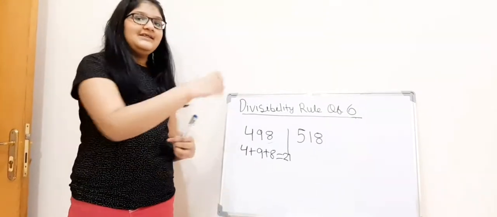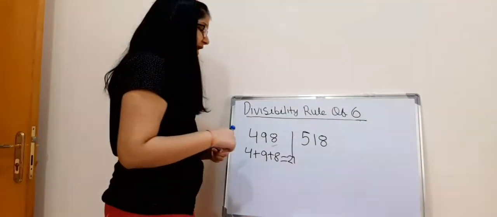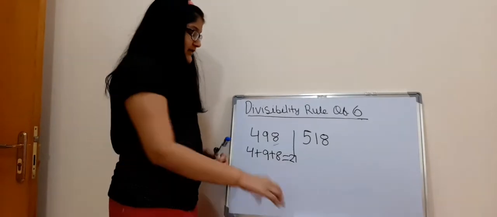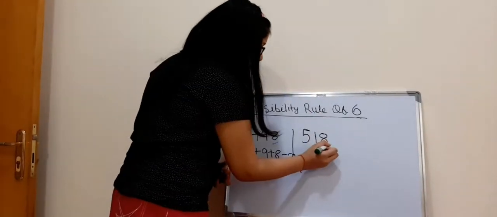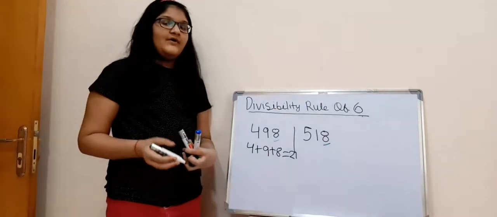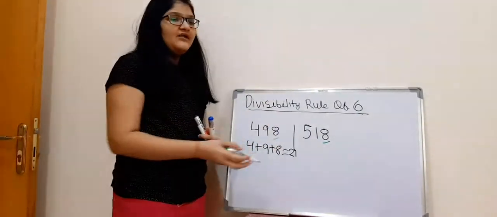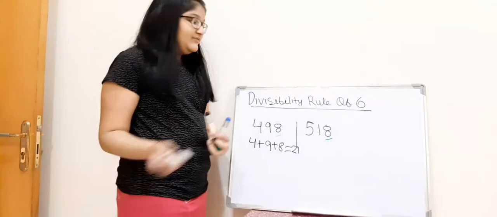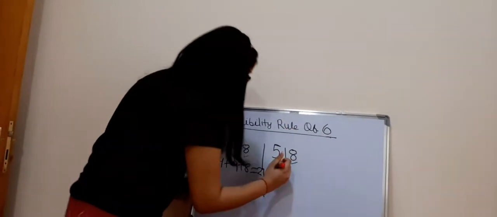Okay. Now let's see the next number. The next number is 518. Now the unit digit is 8. So it is an even number. Then the number is also divisible by 2. Now let's see for 3. For 3, the sum should be divisible by 3.